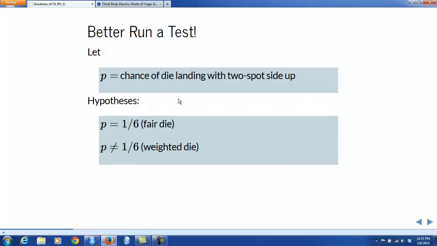So you figure you better run a test on this. So you define P to be the chance of landing with a 2 spot side up. This is going to be a 1 proportion test. Your hypotheses are, null hypothesis is that P is 1/6. That's if this is a fair die. On the other hand, if this is not a fair die, then P would be not 1/6. It would be weighted in one way or another.